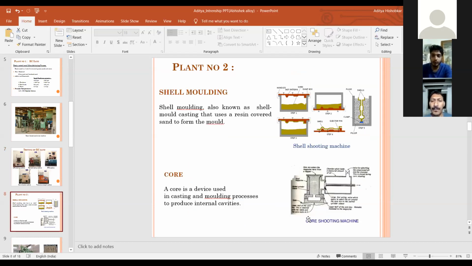Moving forward to plant two. Plant two was for molding. There were two types of molding, one was shell molding and the other one was core. Shell molding, also known as mold casting, uses the resin coated sand to form the mold.